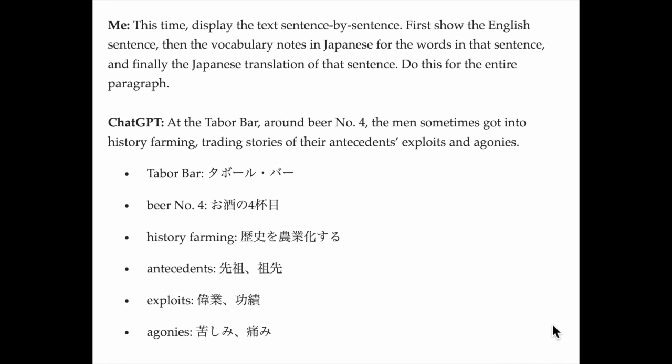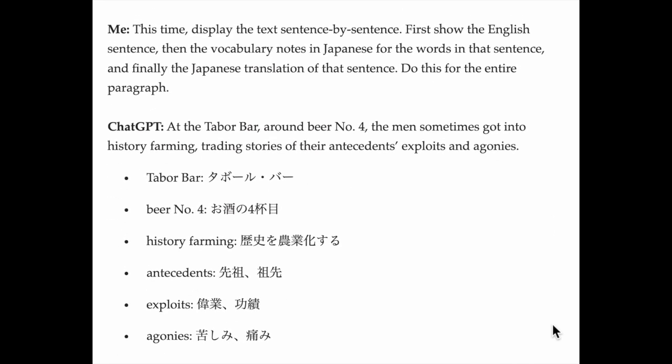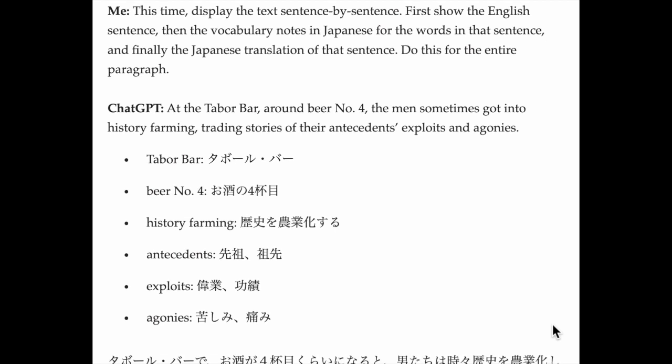So then I asked to change the format. This time, display the text sentence by sentence. Show the English sentence, then the vocabulary notes in Japanese for the words in that sentence, finally the Japanese translation of that sentence. In other words, just make it easier to use. One sentence at a time.